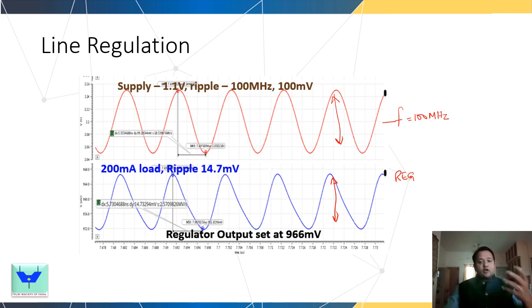So this shows that the output is significantly well regulated, and the regulator output is set at 166 millivolt, which is close to the 140 millivolt of dropout voltage that we see from the power supply, a 1.1 volt input to 966 volt, or 140 millivolt dropout. And this is the amount of ripple that we see, at 14.7 millivolt, which supports the really very good line regulation that we see on the power supply.